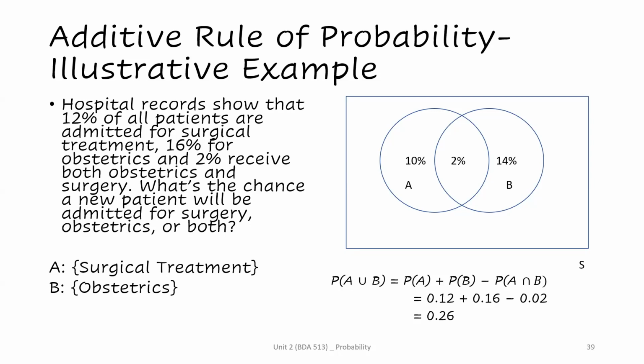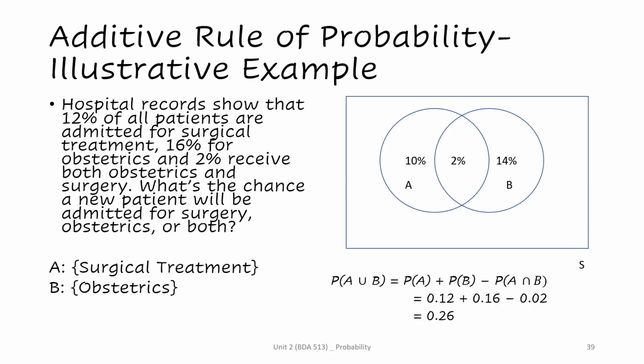So first of all, draw your Venn diagram. Should I repeat it? The same example. We are defining A to be surgical treatment and B for obstetrics, the same thing. But this time around, 23% is for patients who are admitted for surgical treatment, and then 34% of them are admitted for obstetrics, and then 8% for both obstetrics and surgical.